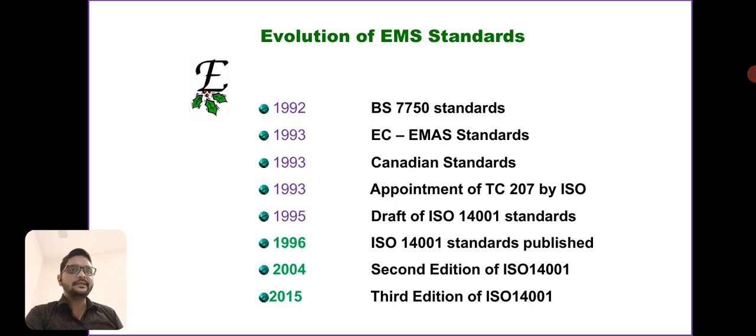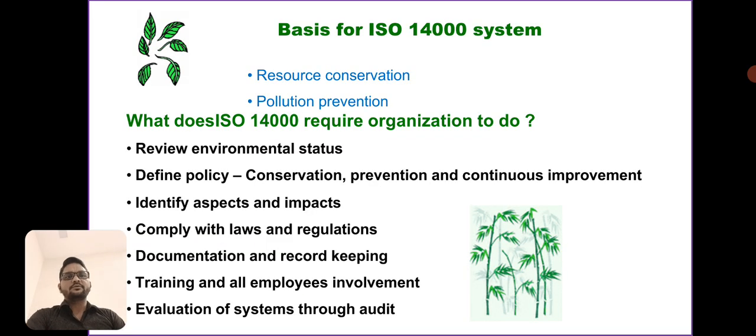Now in 1996 the ISO 14001 standard was first published, in 2004 the second edition of ISO 14001 was published, and currently in 2015 the third edition of ISO 14001 was published. Means we are now using the third edition of ISO 14001 published in 2015. Now the basis of the ISO 14000 system is resource conservation and pollution prevention. These are the two major bases of ISO 14000.